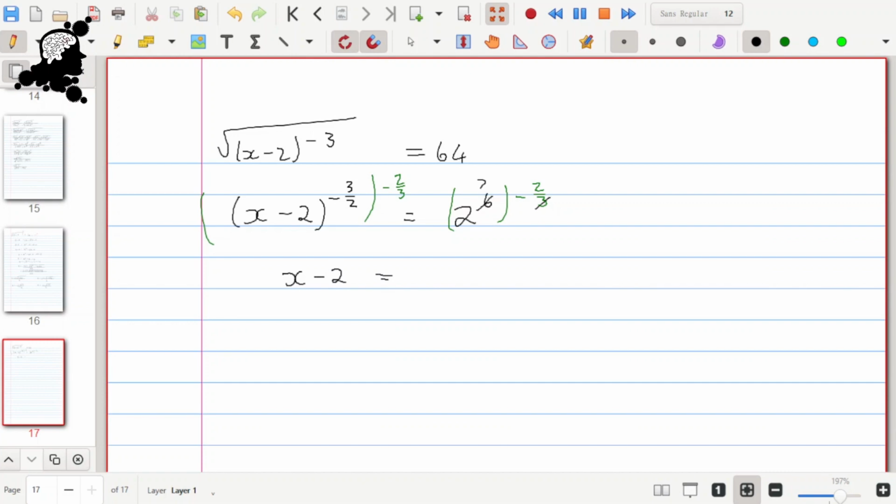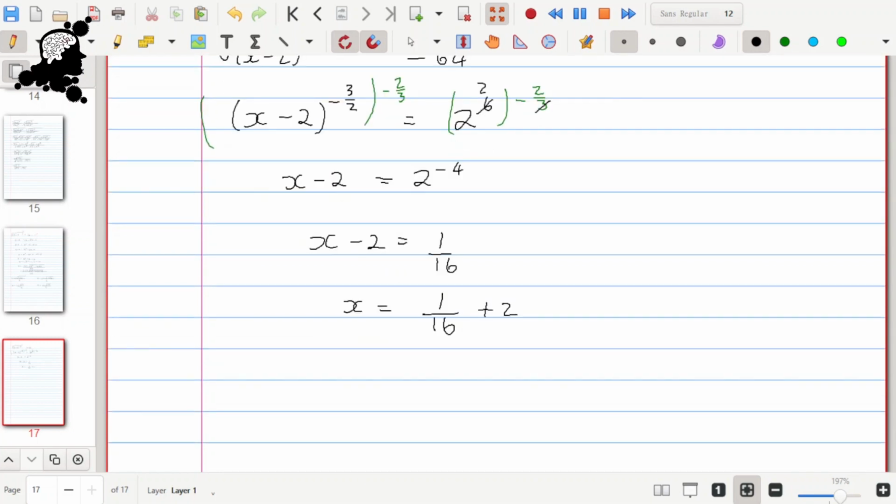3 goes into 6 twice. 2 times minus 2 is 2 to the power minus 4. So x minus 2 is equal to 1 over 16. x is equal to 1 over 16 plus 2. This is going to give you something like 33 over 16 for the value of x. I hope that this makes sense.